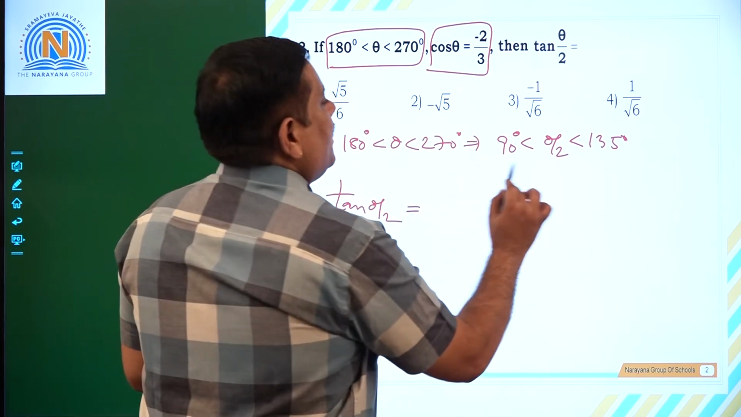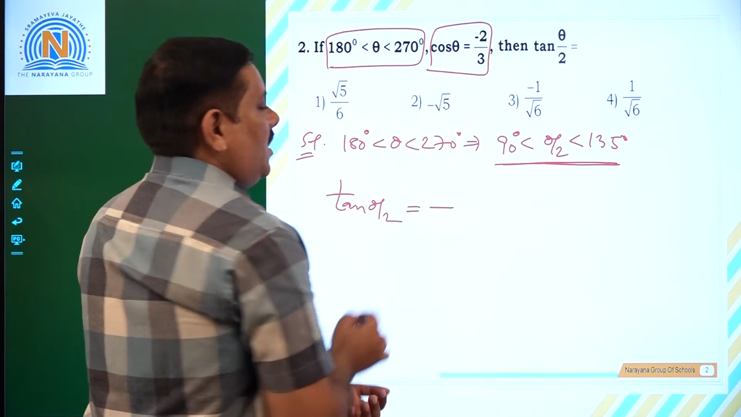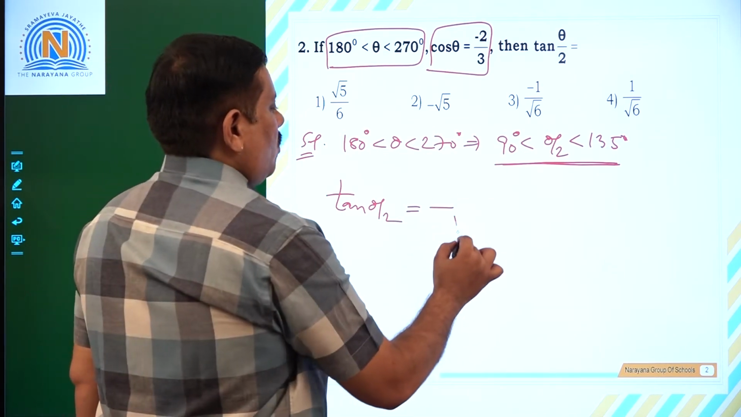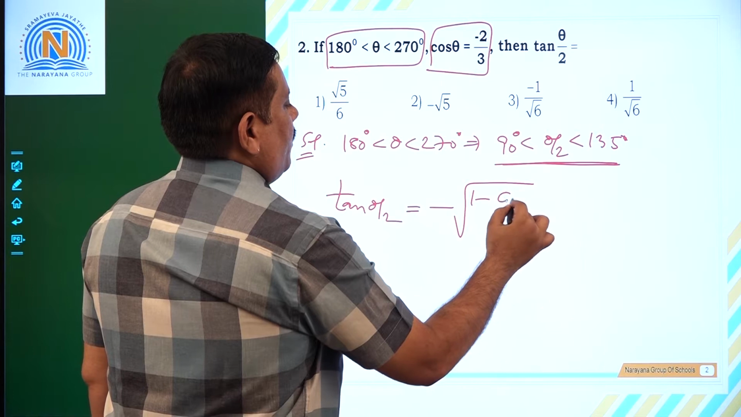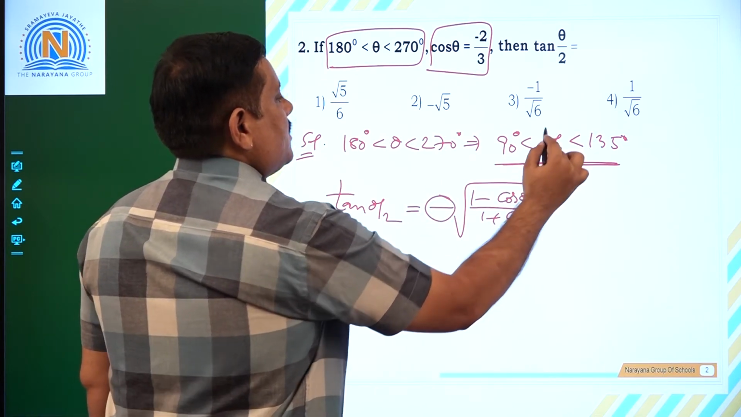In this case, theta by 2 is in the second quadrant. Tan is negative in the second quadrant, so we only choose minus: minus root over (1 minus cos theta) by (1 plus cos theta). So for the sign, this is useful.